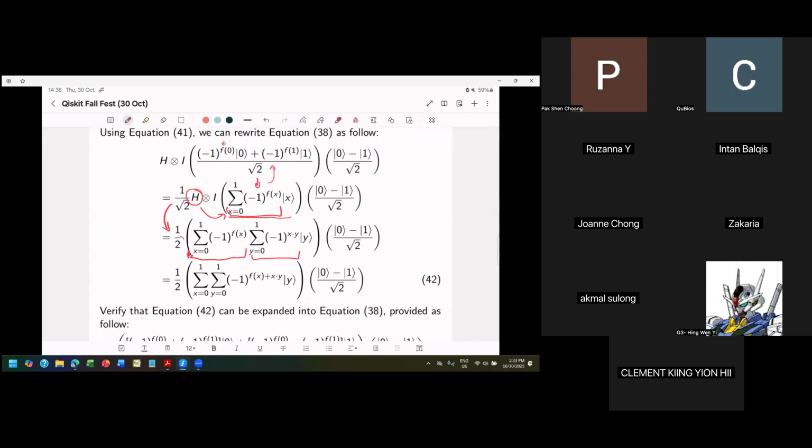So now the last step is to combine the summation and minus 1 together. When you combine it together, you have summation of x from 0 to 1 and then y from 0 to 1. And your minus sign, minus 1, basically fx, you sum them up. So it's just a sum of x dot y. This is a multiplication, by the way. So this whole term multiplied with this, that's why your index sum together.